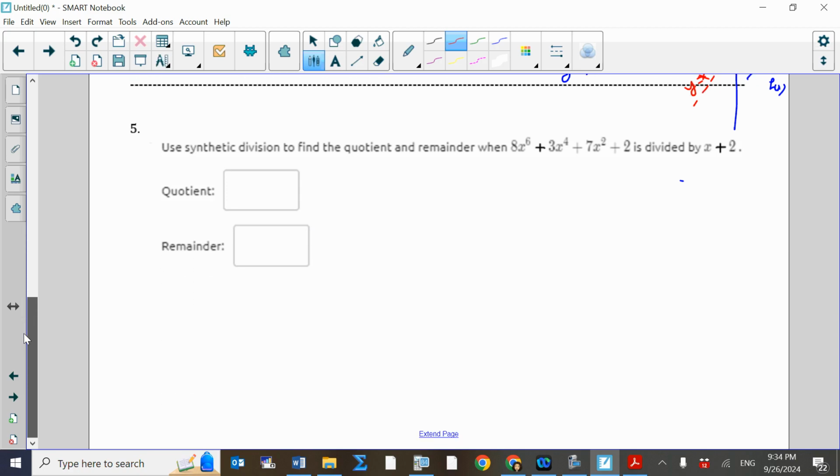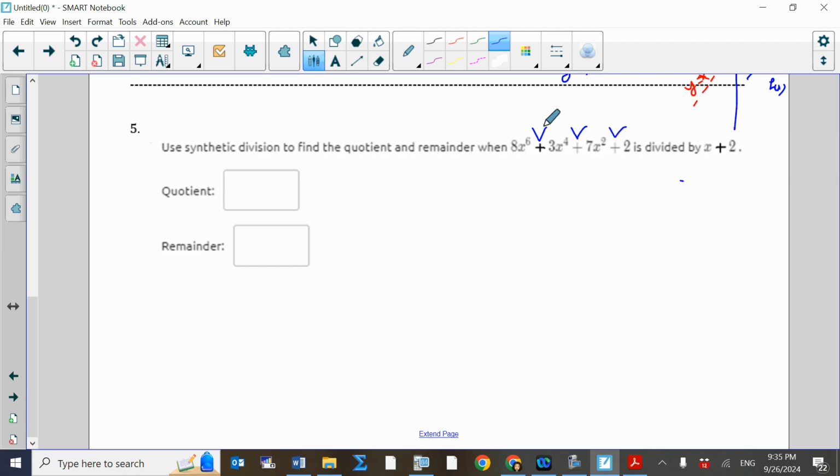Okay, now let's work on this problem. We have a division. We want to use synthetic division to do that. The first thing that you need to do is make sure there's no missing term. Here we have missing terms. Between x to the 6 and x to the 4, x to the 5 is missing. Between x to the 4 and x squared, x to the 3 is missing. Between x squared and 2, x is missing.